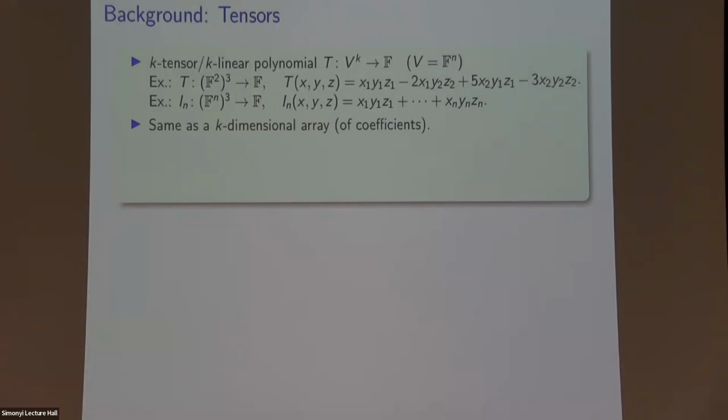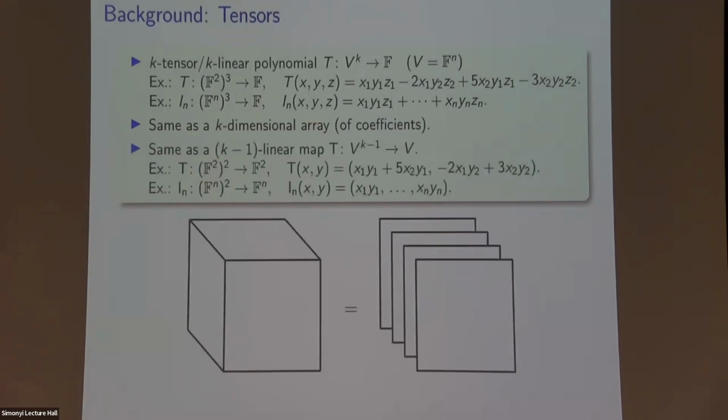You can also think of them as higher order, higher dimensional versions of matrices. So you have a cube of numbers or a hypercube of numbers. The correspondence to the previous perspective is just collect all the coefficients and put them in this hypercube.